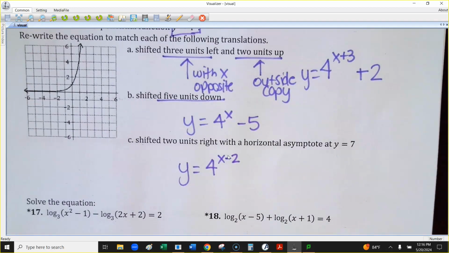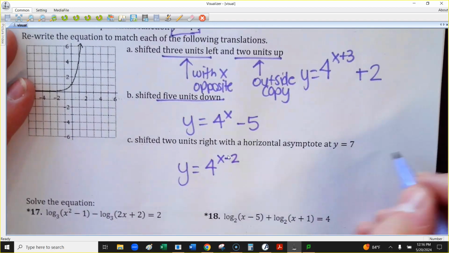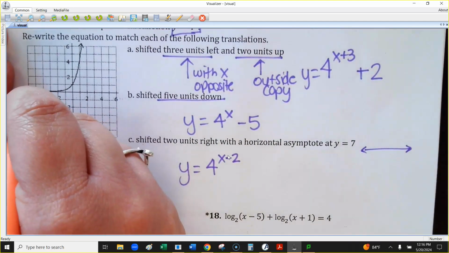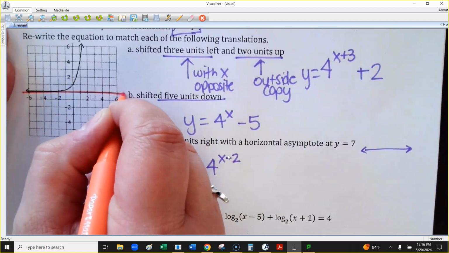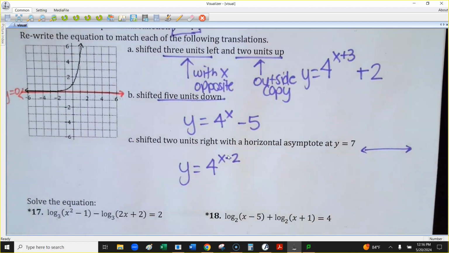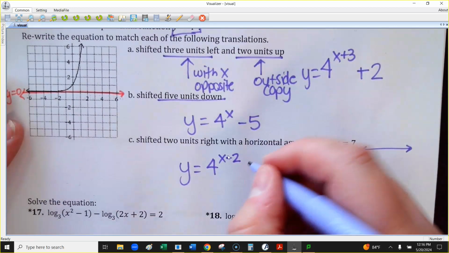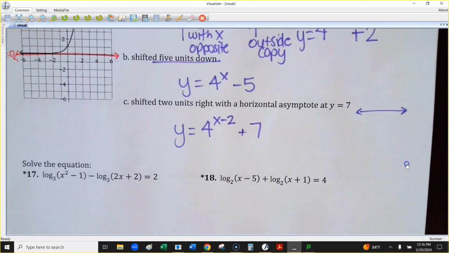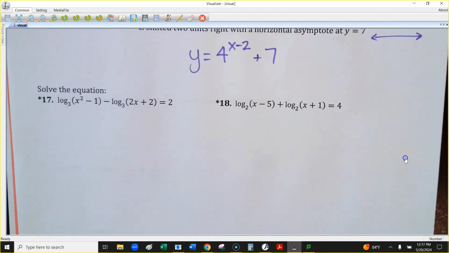Horizontal asymptote. A horizontal asymptote would just underline the graph. If you look at what I have here, the asymptote would be y equals 0 in the example. So if that's going to go up to y equals 7, it's just going to shift the graph up 7 units. It would just take that x-axis and move it up 7 spots. So I would write plus 7. And then these 2, and then we're done.